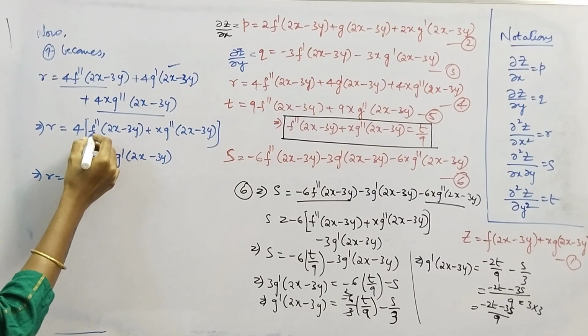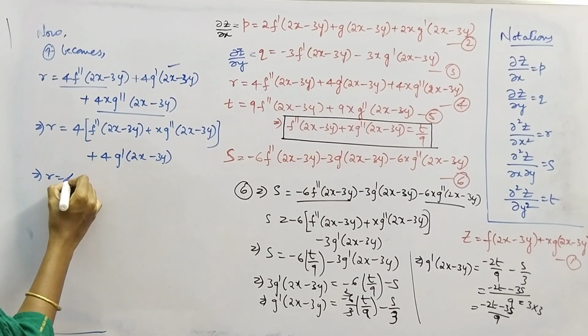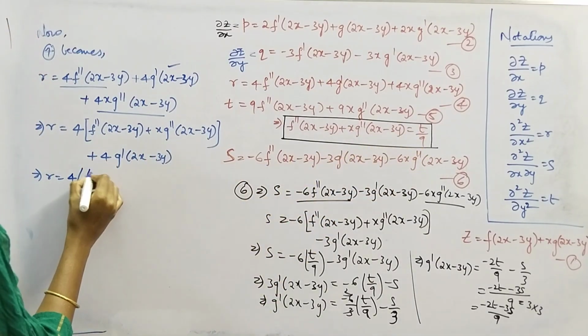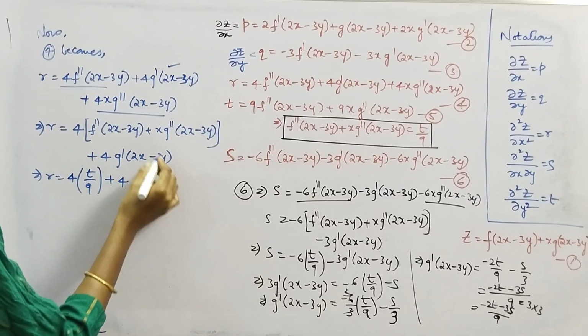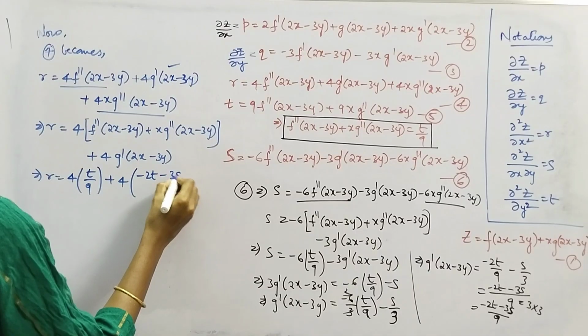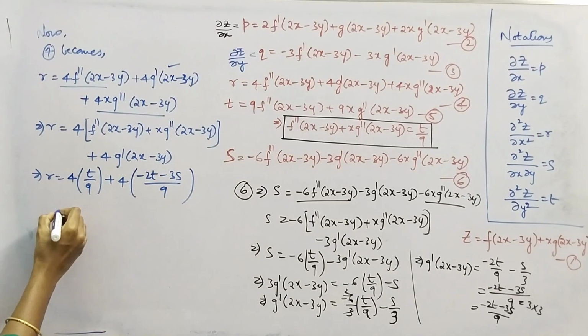Now substitute the values of f'' plus x g'' and g' value. We'll get 4 times, f'' plus x g'' is t/9, plus 4 times, the value of g' is (-2t - 3s)/9, right? You have the same denominator.